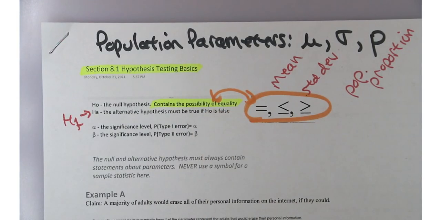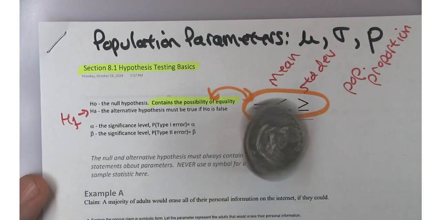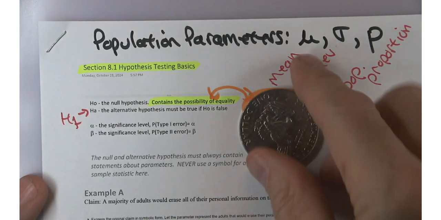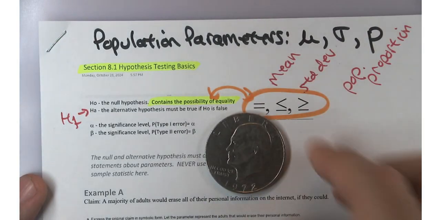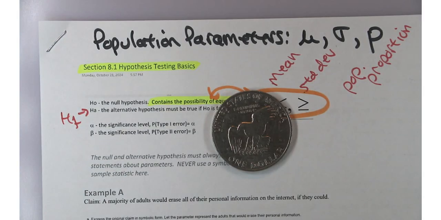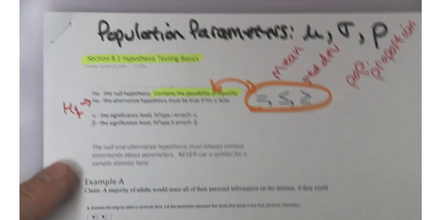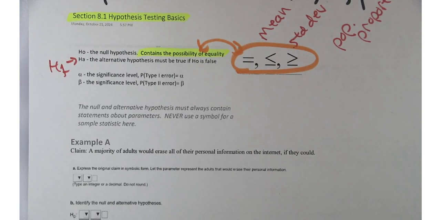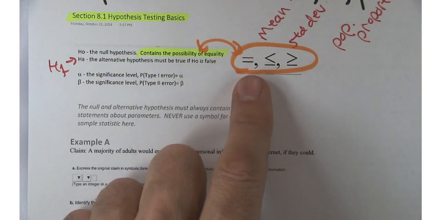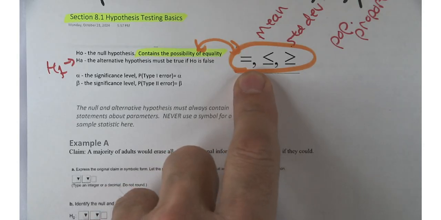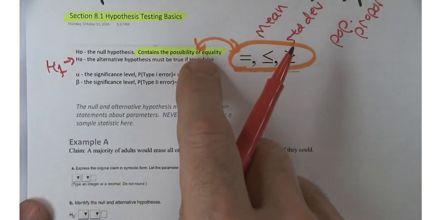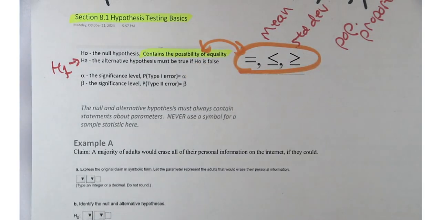Now our null and alternative hypothesis work a lot like this coin that we have here. It's going to be either heads or tails. So heads or tails, one side or the other. Nothing in between, no edges, nothing like that. And the same thing is going to be true with our hypothesis test. So our hypothesis test has to start out with an H naught that contains the possibility of equality. So that always has to be true of your H naught. Your HA is kind of like everything else. So let's see an example of that.